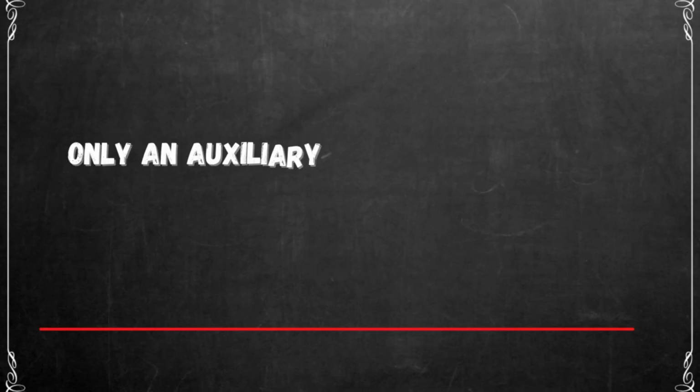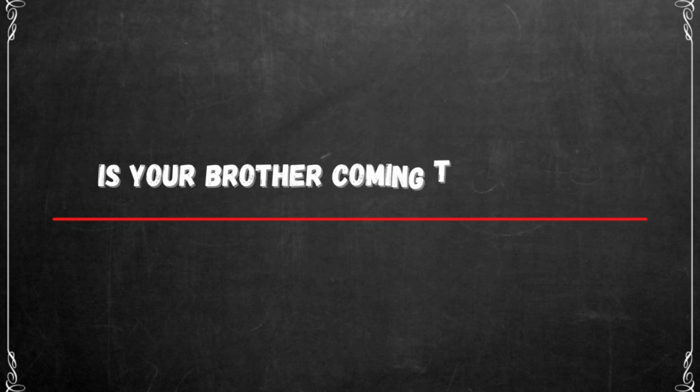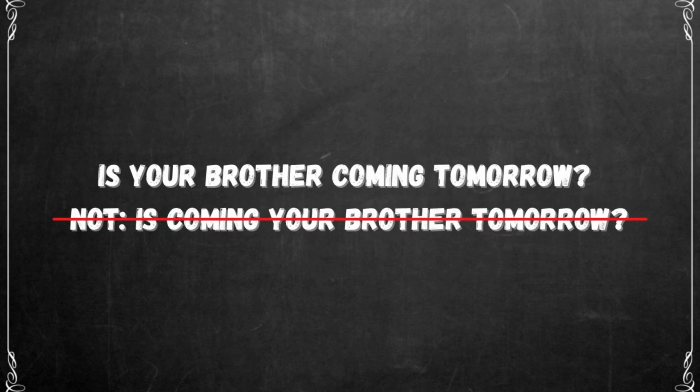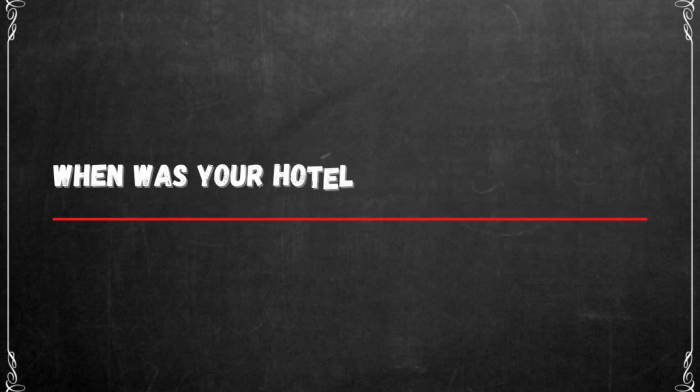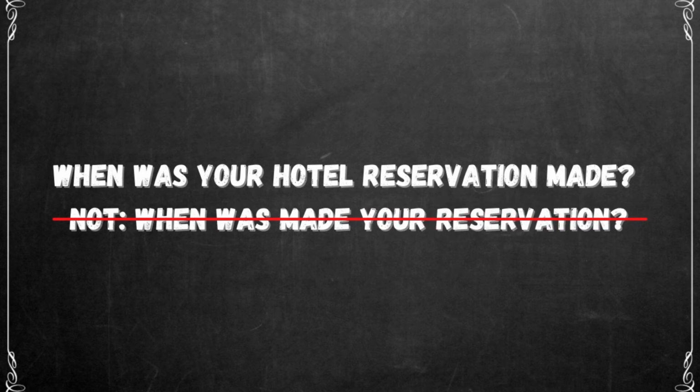Only the auxiliary verb goes before the subject, not all parts of the verb. For example, is your brother coming tomorrow? So we see is before coming. Not is coming your brother tomorrow. When was your hotel reservation made? Not when was made your hotel reservation.